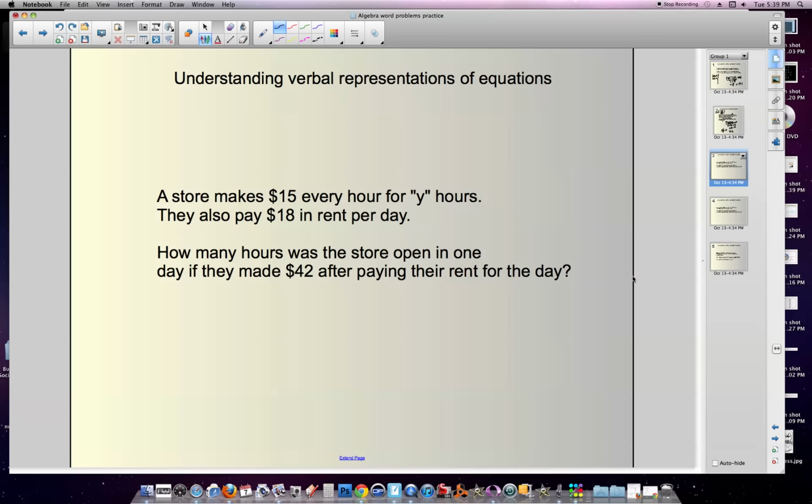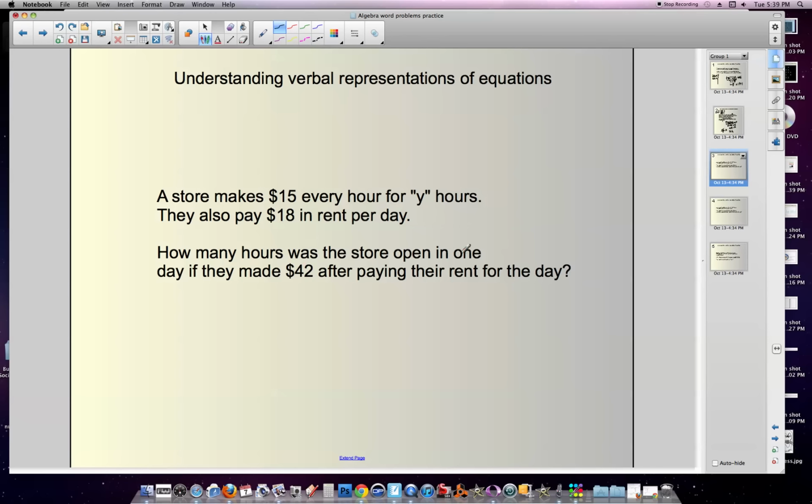Let's take a look at another one. A store makes $15 every hour, and it's open for y hours. And then they also have to pay $18 in rent every day. So the question is, how many hours was the store open in one day if they made $42 after they paid their rent? So let's think about this.